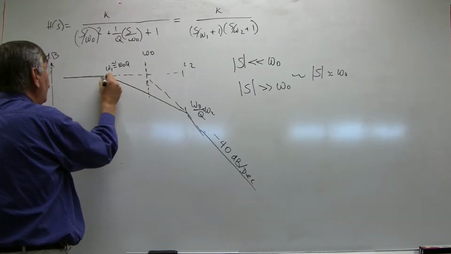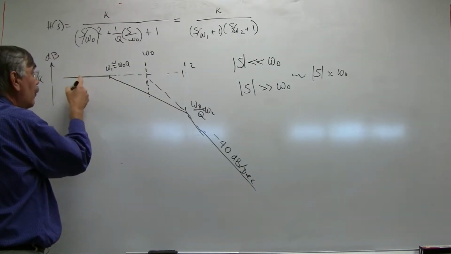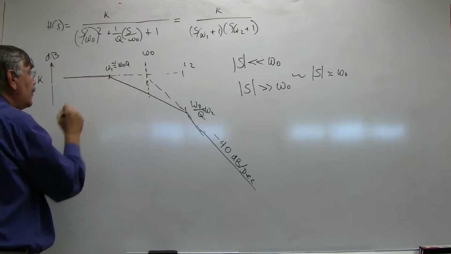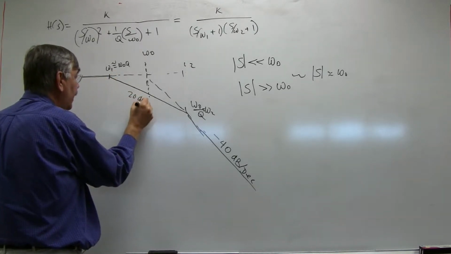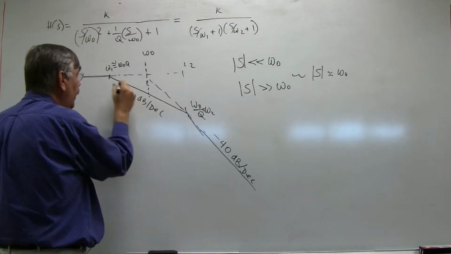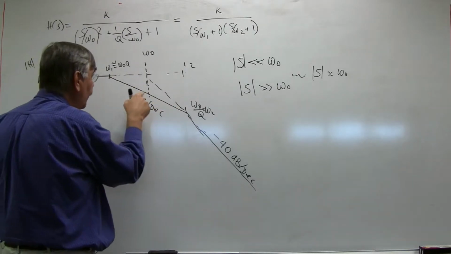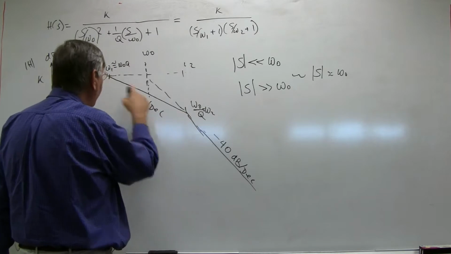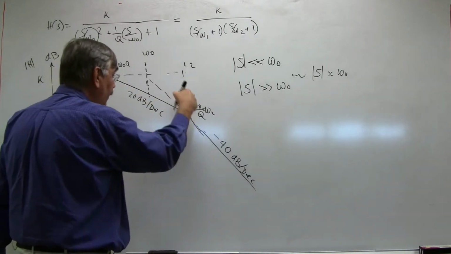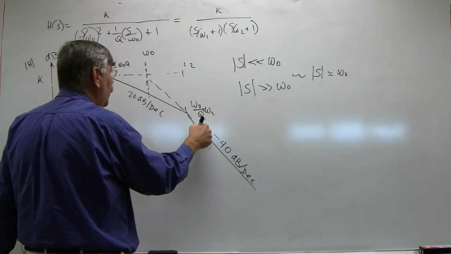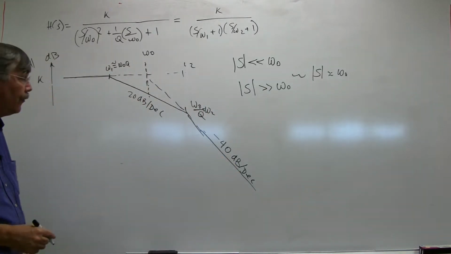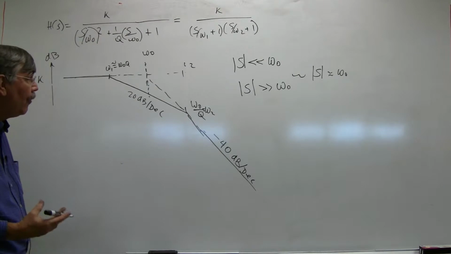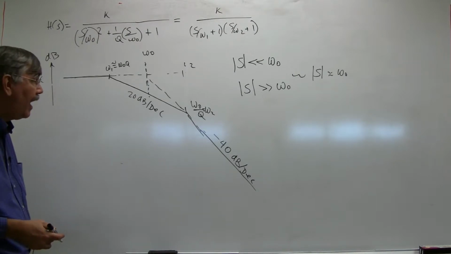All right? We go flat at k, or the log representation of k, until we get to omega 1. And then we drop at minus 20 dB per decade. All right? We pass through omega naught, and we go just as far over to the other side as we did here, and we get down to the next pole, omega 2, which is omega naught over q, and then from there on we drop at minus 40 dB per decade. Now that's only valid for q much, much less than a half.